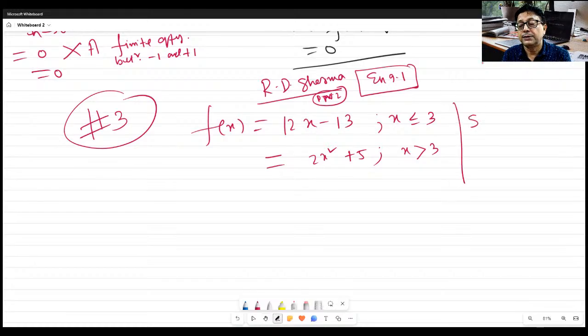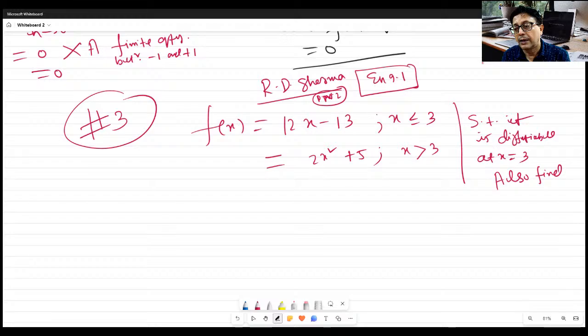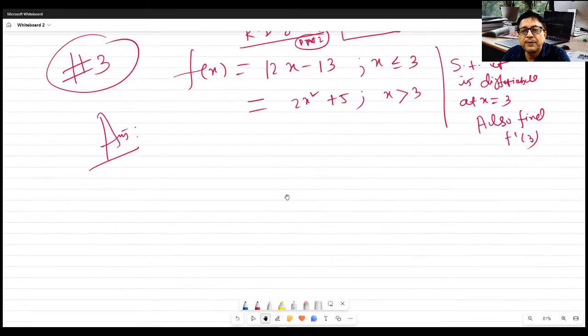show that it is differentiable at x equal to 3. Also find f dash 3. We have to answer this question. 12x minus 13 for x less than or equal to 3, 2x square plus 5 for x greater than 3. Show that it is differentiable at x equal to 3. Also find f dash 3. How to proceed?